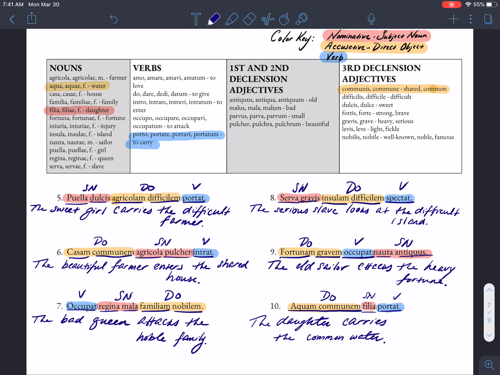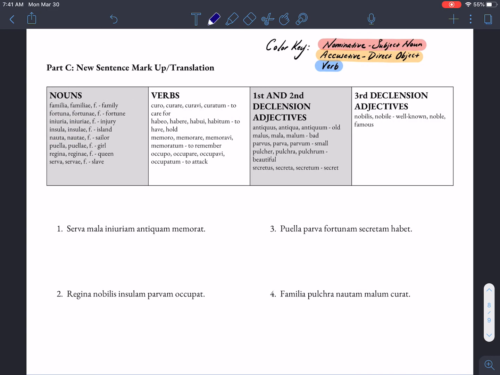But now, without further ado, let's move on to part C. We've got some new sentences, and I've added some different vocabulary for you to work with. And this time there's only going to be 4 sentences. So we're going to mark these up together in the same way that we just did, using our color key and our markup. Then your job is going to be to translate these for homework.